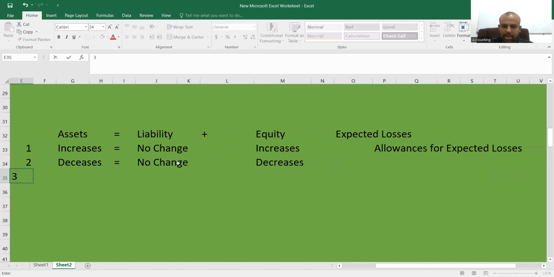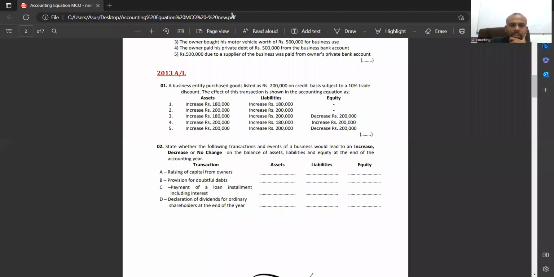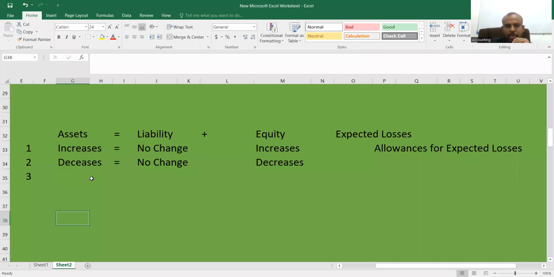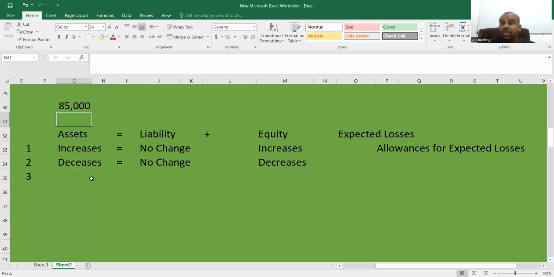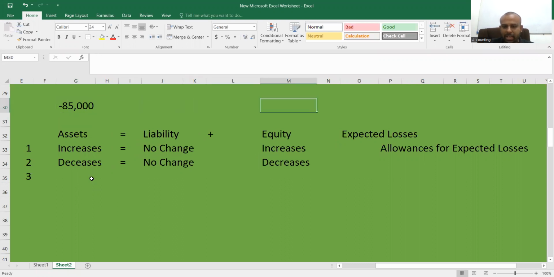Right. Third one, transaction number 3. What does it say? Payment of loan installment including the interest. You are paying 85,000, which includes the interest of 15,000. And how do you record? Assets decrease by 85,000. Equity decreases by 15,000 because of the interest, and liability reduces by rupees 70,000.